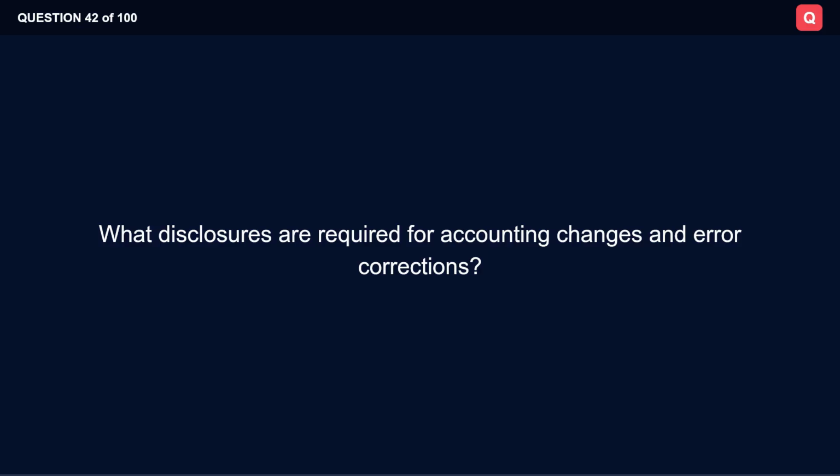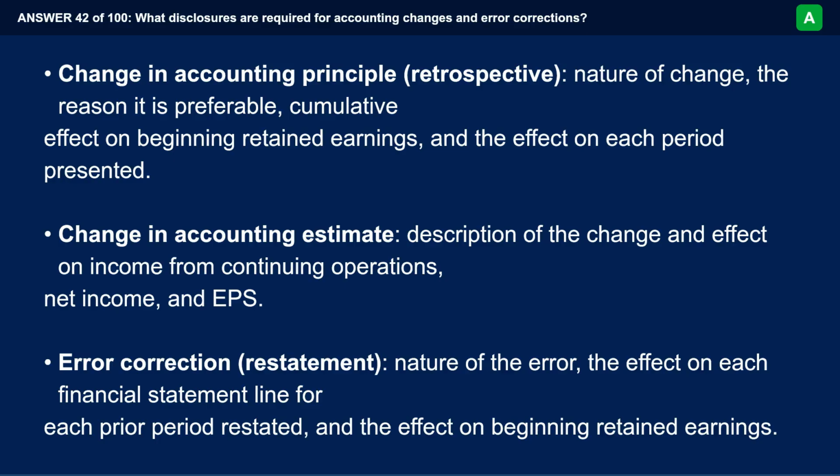What disclosures are required for accounting changes and error corrections? Change in accounting principle, retrospective: nature of change, the reason it is preferable, cumulative effect on beginning retained earnings, and the effect on each period presented. Change in accounting estimate: description of the change and effect on income from continuing operations, net income, and EPS.